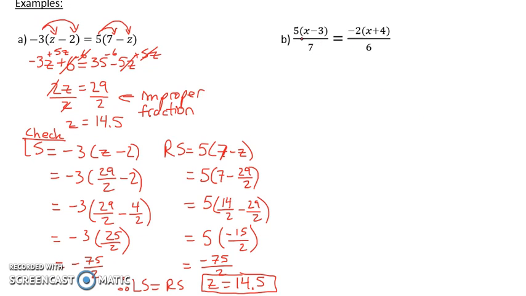Okay, so now we're moving on to the second example. And in this case, we have fractions, so we need to kill the fraction. What we want to do here is if we have fractions, we want to find the lowest common denominator. Well, the lowest common denominator of 6 and 7, I hope by now you realize pretty quickly that's 42. So what I'm going to do is multiply both sides of this by 42.